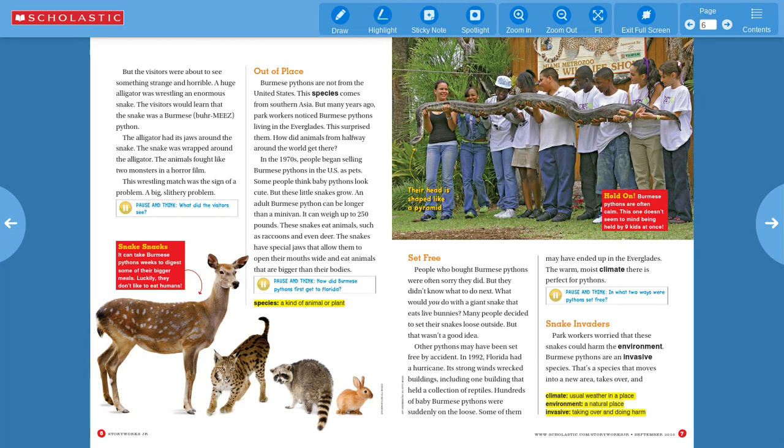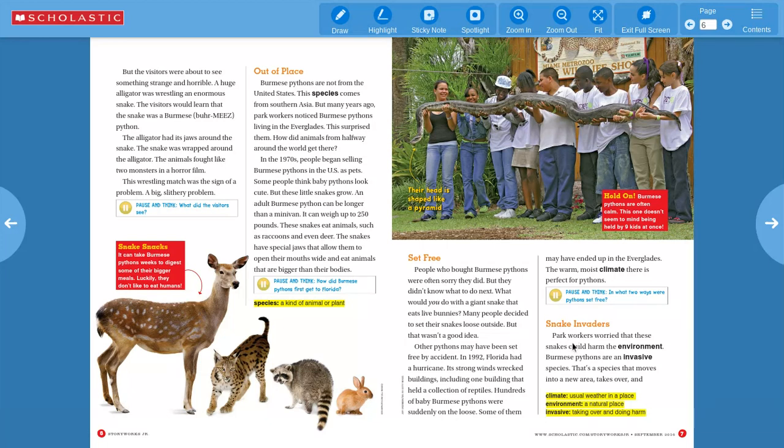Oh my goodness, you guys, I feel like I'm getting goosebumps because I feel like pythons are crawling all on top of me right now. The pause and think question says, in what two ways were pythons set free? Well, one of them was that people didn't know what to do when the pythons got bigger, so they just let them go because they didn't want them anymore. And the other way could have been if a pet store got hit by a really bad hurricane that happened in Florida, a bunch of animals would have escaped. All right, let's keep reading.